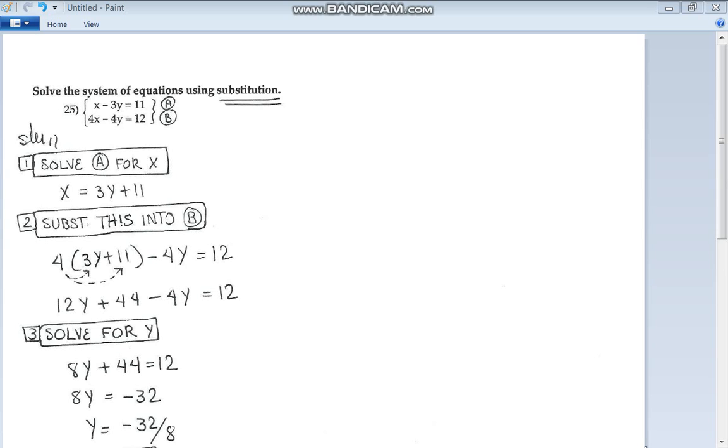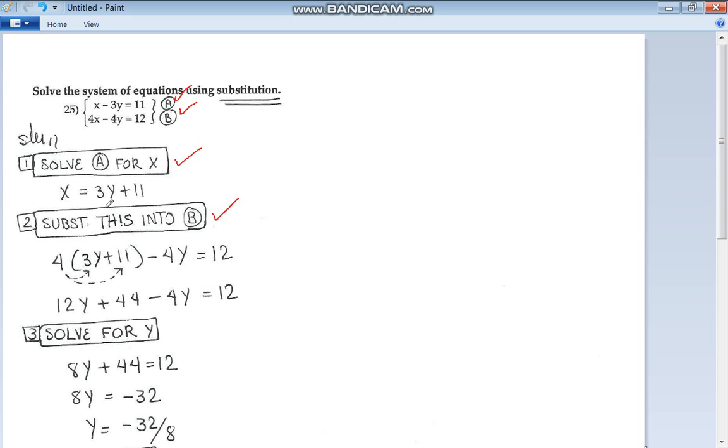This is question number 25, extra credit. Solve the system of equations using substitution this time. We have equation A, we have equation B. Okay, so we're going to take equation A and solve for the easiest variable x. We get x equals 3y plus 11. Now we're going to use substitution into equation B. Write equation B, it was 4x, but don't put x, put parentheses, minus 4y equals 12.